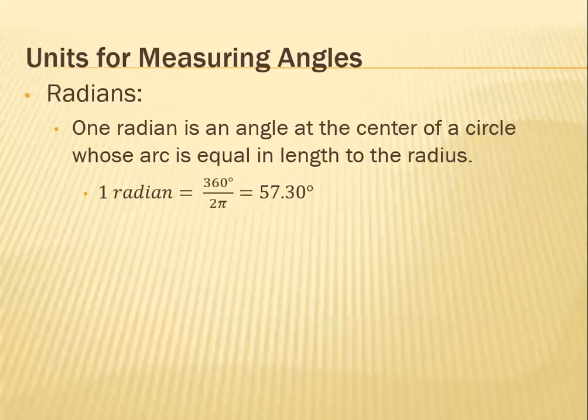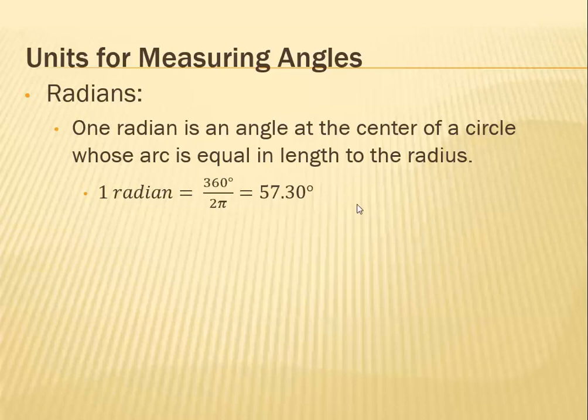Okay, then we have radians. Radians are unitless, and that makes them really cool for doing math. One radian is an angle at the center of a circle whose arc is equal in length to the radius. It's a ratio, and a radian is equal to 360 divided by 2 pi. So approximately 1 radian is 57.30 degrees.